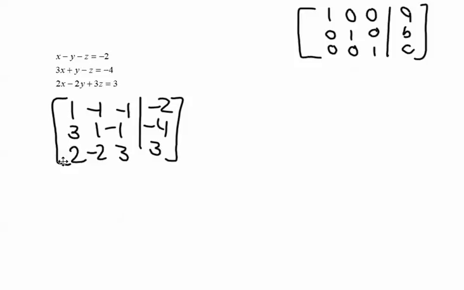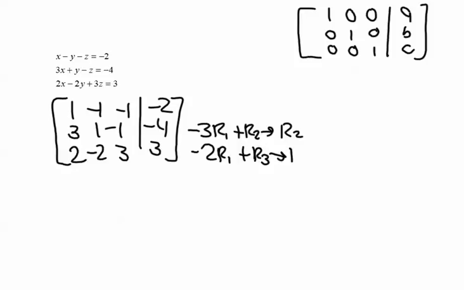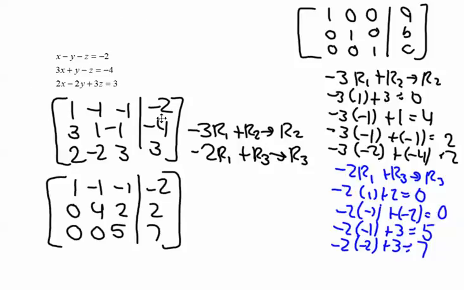to be a 0. So I'm going to use row 1. I'm going to take negative 3R1 plus R2 as my new row 2, and negative 2R1 plus R3 as my new row 3. All right, so we've done the row operations, so our new row 2 is 0, 4, 2, 2, which we've put here, and the new row 3 is 0, 0, 5, 7. Okay? So column 1 is completely done.